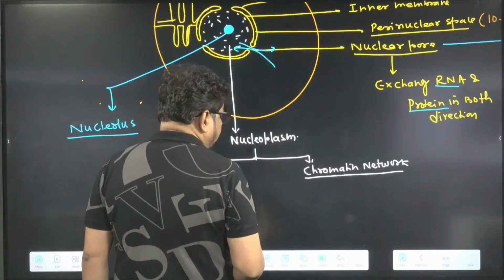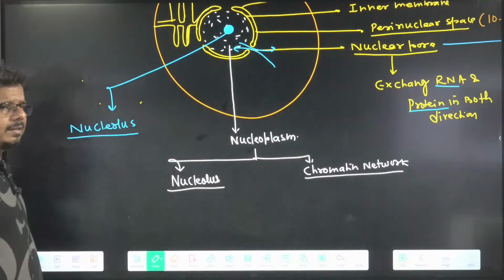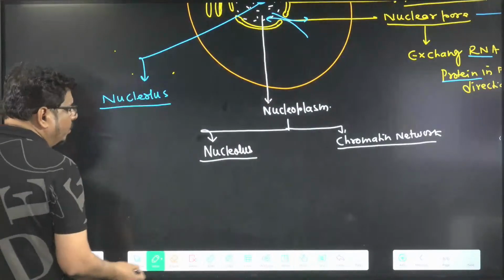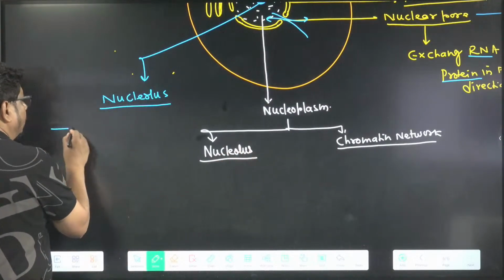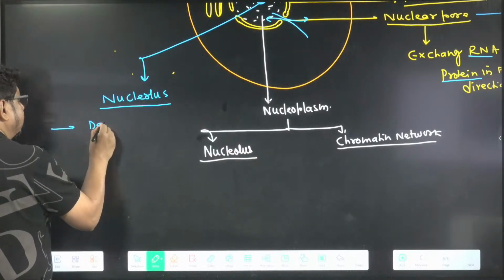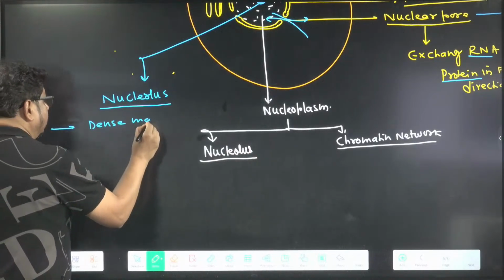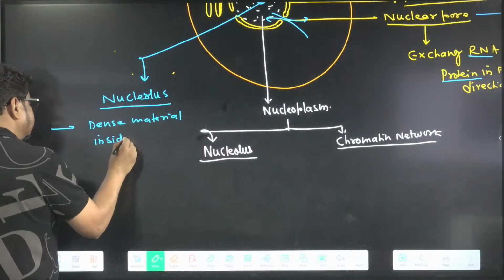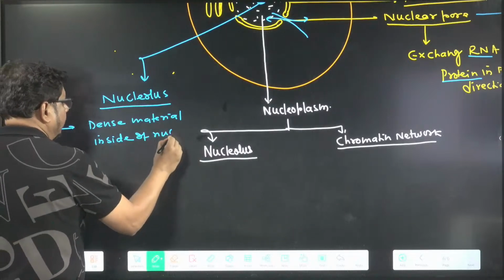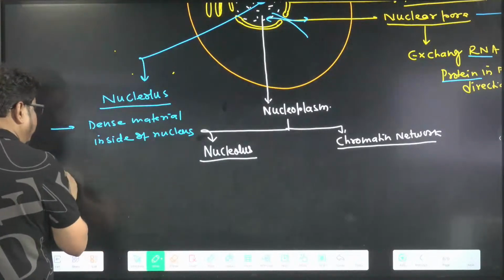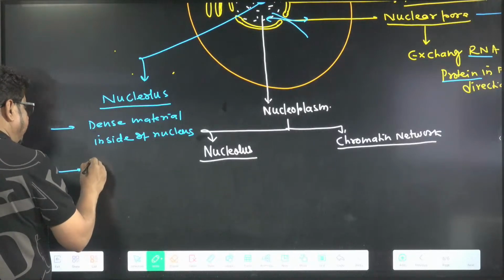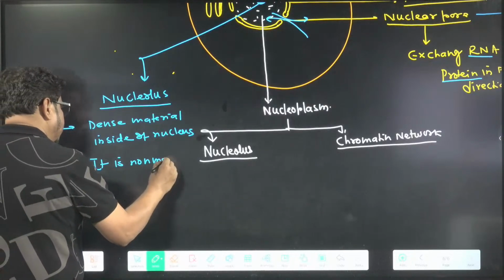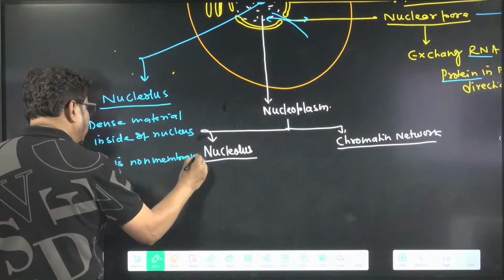Another structure is present, which one? Chromatin network. I will tell first of all about nucleolus, then I will draw the chromatin network. So nucleolus is what? Dense material inside of nucleus. Keep it in your mind. The second important thing you should know is it is non-membranous. Nucleolus is non-membranous.